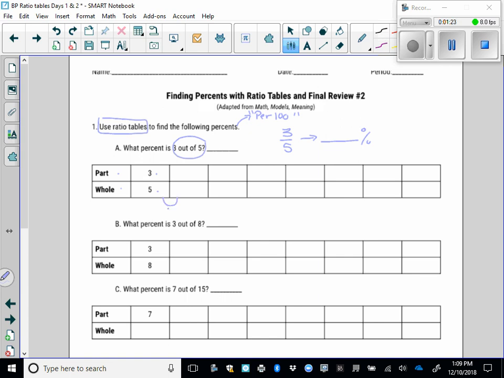So using the skill of ratio tables, one strategy would just be to double this to get this to 10. The whole goal of ratio tables is to minimize any scratch work and try to use your mental math skills. So if I double this, I get the equivalent ratio 6 out of 10, and now I can multiply by 10, because my goal is to get 100 in the whole part. So I have 60 out of 100. So because it's per 100, that means my answer is 60%.